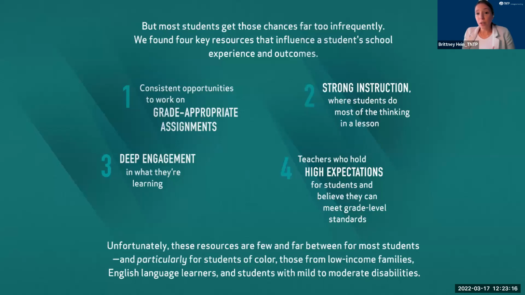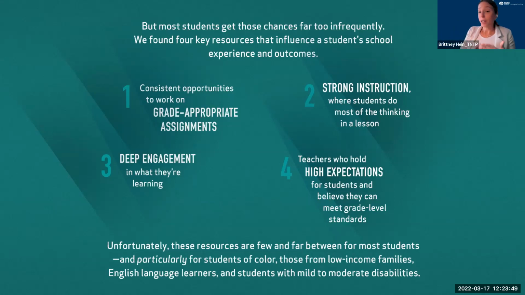So what did we see? We hypothesized, and TNTP found, that these 4 things highlighted right there on this slide influence the outcomes that students achieve in the school year. And these 4 resources are: 1, consistent access to grade-appropriate assignments. So it's the work in front of kids on grade level. 2, strong instruction, where students do most of the thinking. Is the teacher just talking, like I'm doing right now, sorry? Or are the students being asked to do a bulk of the thinking and the talking and the engagement of the text?